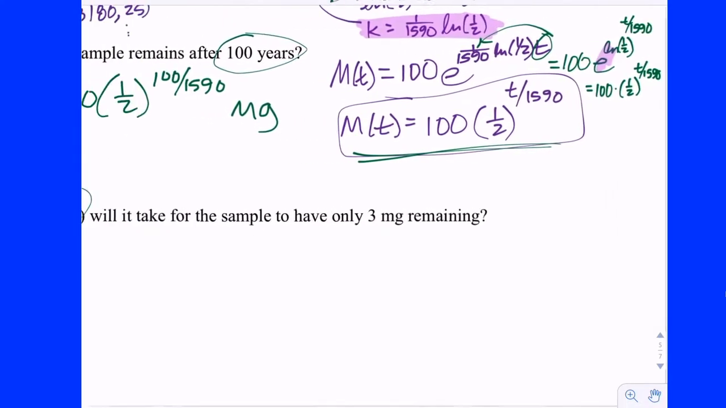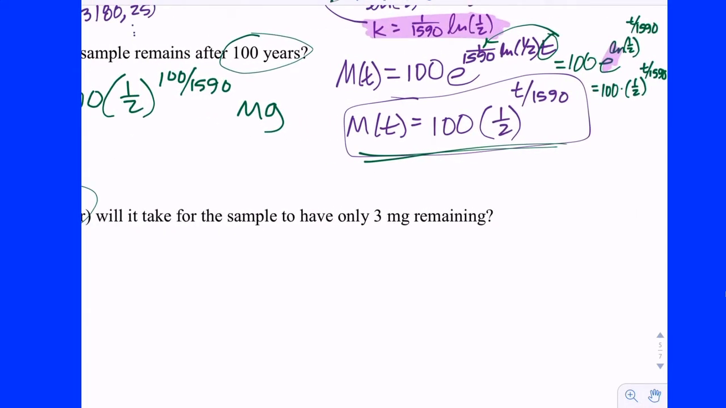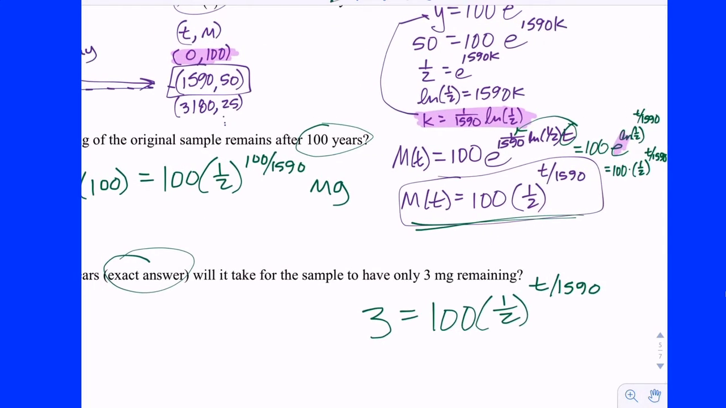How many years, an exact answer, will it take for the sample to have only 3 grams remaining? So what will I do with my 3 grams? Set it equal now to m of t, and I get 3 equals 100 times 1/2 to the t over 1590. Now again, I'm using the simplified version of my e equation. It distills down to something that's much easier to use. If you still kept it in terms of e, you're going to have a lot more baggage going along for the ride.